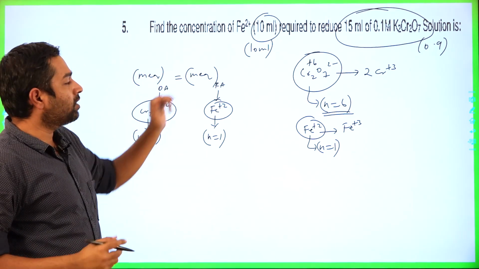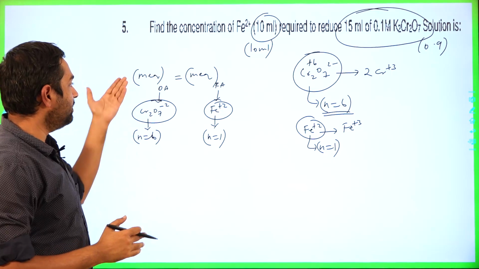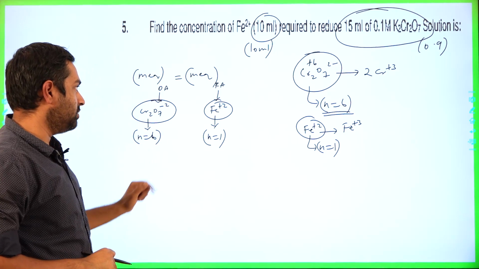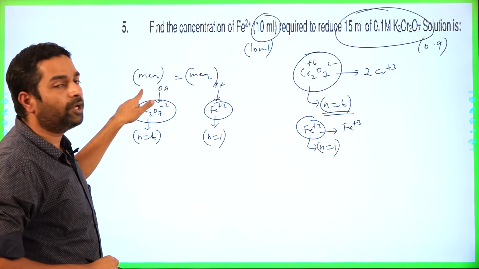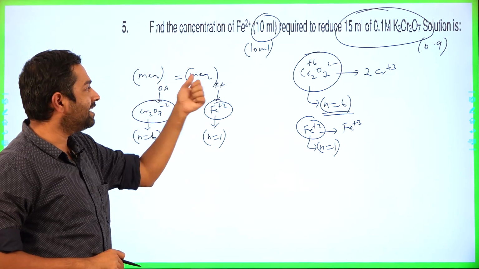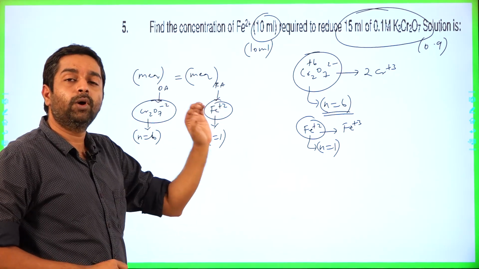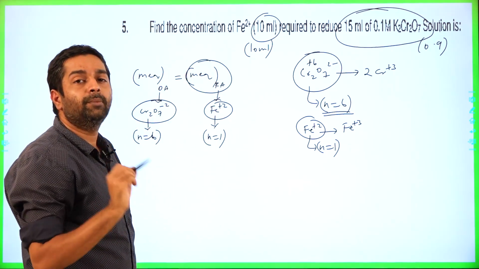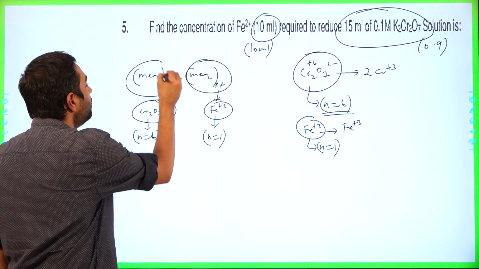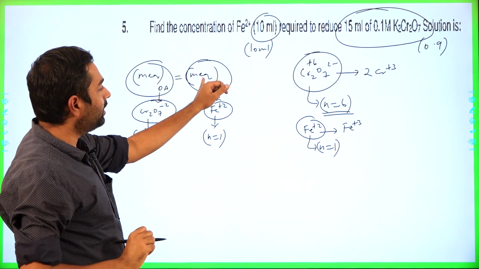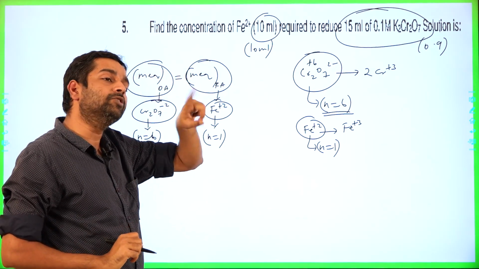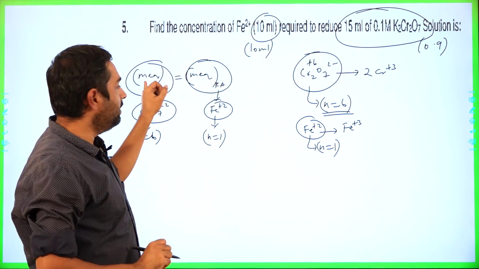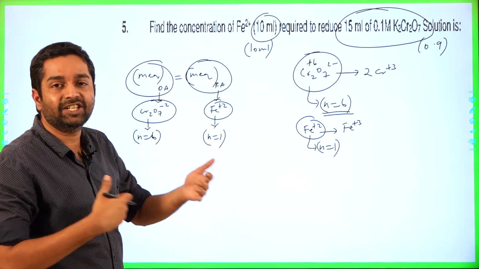Now what does milliequivalents of oxidizing agent equal to milliequivalents of reducing agent mean? Basically it means the number of millimoles of electrons transferred has to be the same on both sides, because this one is losing electrons and this one is gaining electrons. So effectively, the number of millimoles of electrons lost by the reducing agent equals the number of millimoles of electrons gained by the oxidizing agent. Instead of thinking of it as milliequivalents, you can imagine millimoles of electrons lost by this one and gained by that one. Both have to be the same because a transaction has happened.